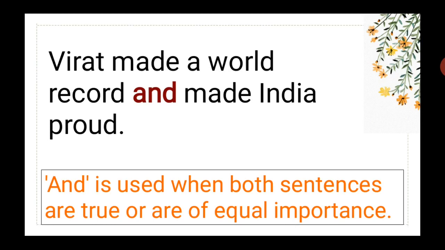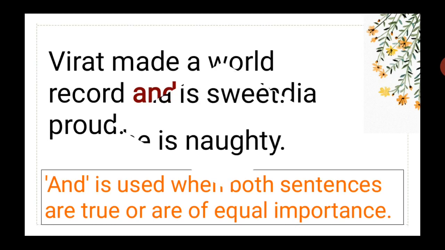As you can see, and is used when both sentences are true or are of equal importance. So here both the sentences are true and are of equal importance, that Virat made a world record and he made India proud. So instead of using two sentences, a single sentence can be written, that Virat made a world record and made India proud. Let us see one more example.